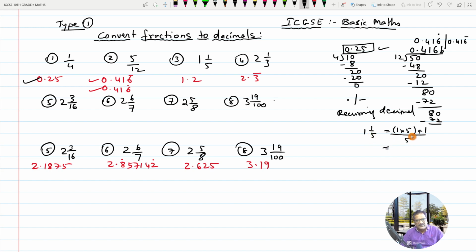So this works out: 5 ones are 5, plus 1, 6 upon 5. So 1 1/5 is the same as 6 upon 5. Now we will divide this 6 upon 5 and see what answer we are getting.